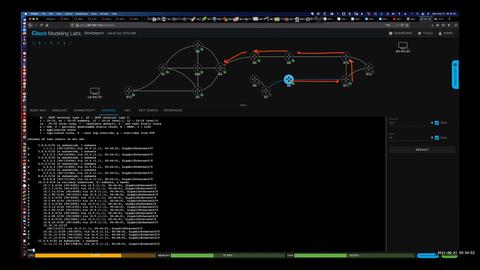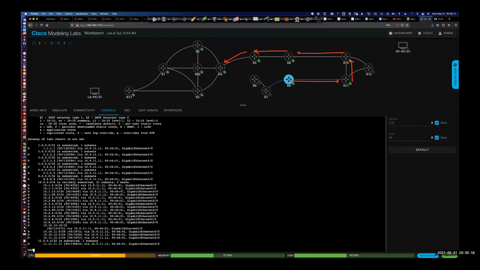And so that was problematic. And then the biggest problem was that IGRP was susceptible to loops forming when the network was trying to converge. And so Cisco quickly realized that they had better enhance IGRP, and that's where we get EIGRP, the Enhanced Interior Gateway Routing Protocol.